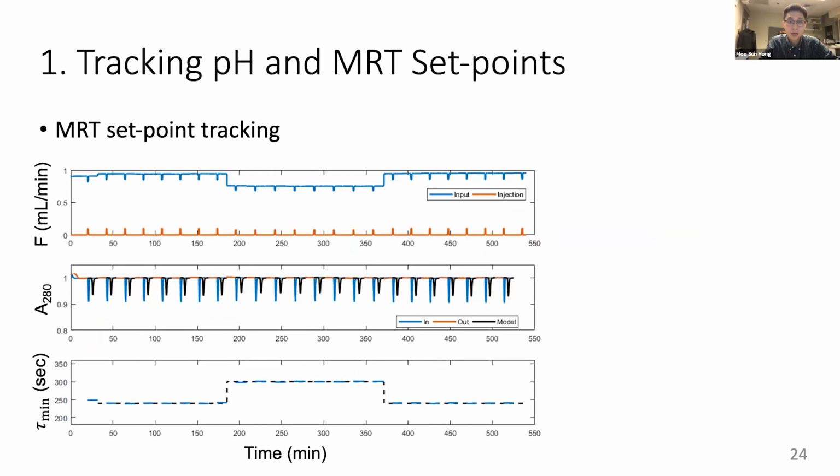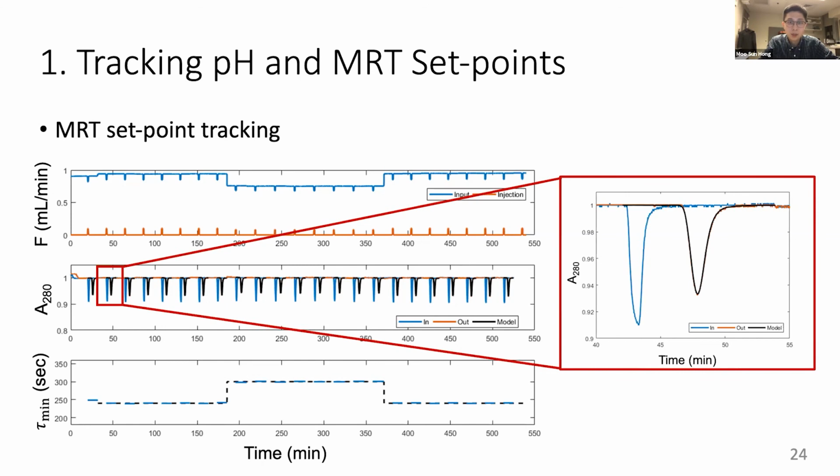And the plots on this slide show the experimental results for tracking minimum residence time set points. The plots from the top show flow rates determined by the minimum residence time controller, absorbance measurements at the inlet and outlet of the column, and estimated minimum residence time with set points shown as black dashed lines. As you can see in the bottom plot, during the experiment, the minimum residence time set point was changed from 240 seconds to 300 seconds at 180 minutes, and reverted to 240 seconds at 360 minutes.